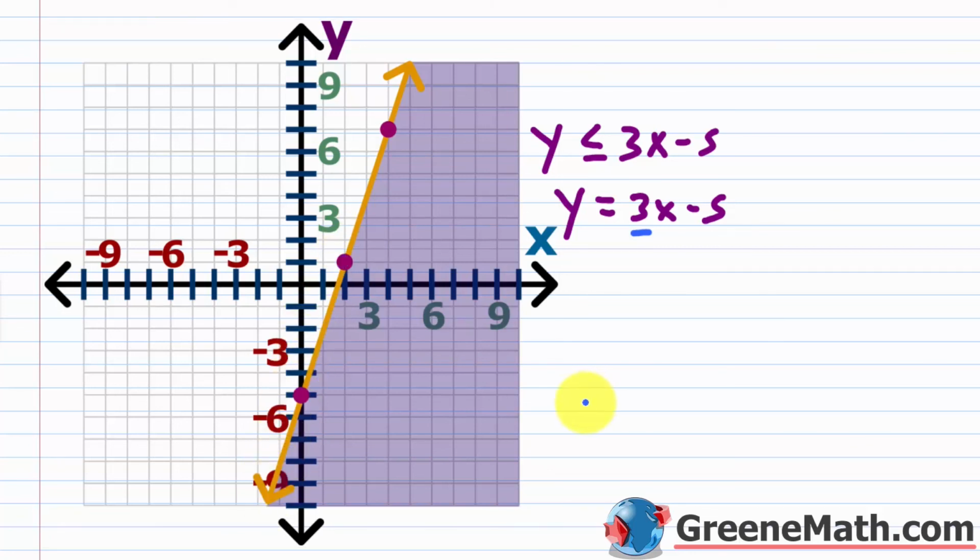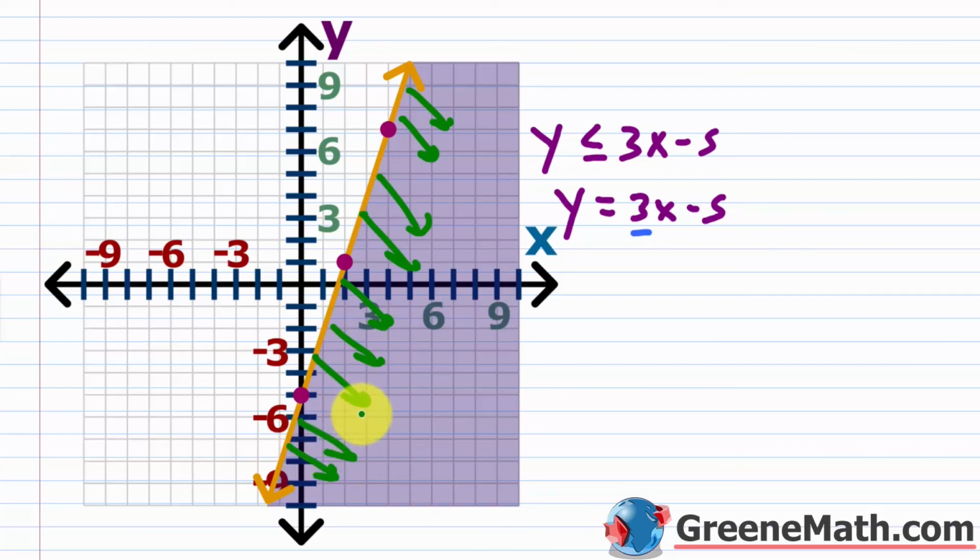Now, because this is a less than or equal to, and because we've solved for y, we shade below the line. So I'm going to shade everything below the line. So that's my shading that's already done for us. But again, if you're doing this on your own, you just want to shade below the line.